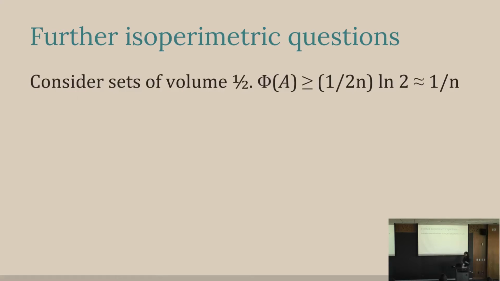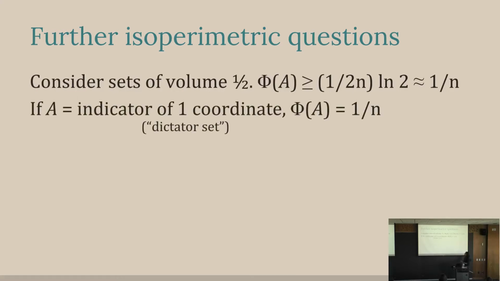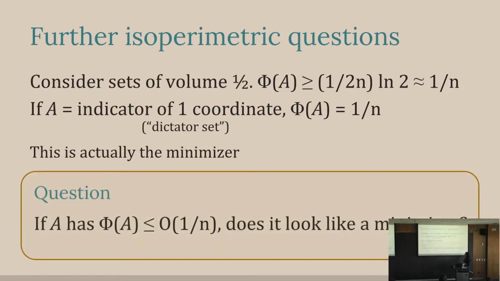So yeah, we were saying if you look at the sets of volume a half, then that's going to be minimized by the dictator sets, the sets that depend only on one coordinate. So our question now is: if you have a set that has conductance almost close to the minimizer, does it have to also look like a minimizer?